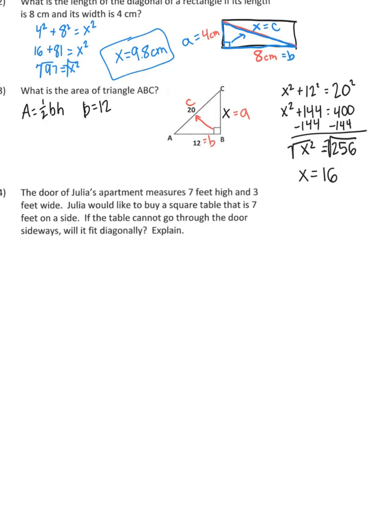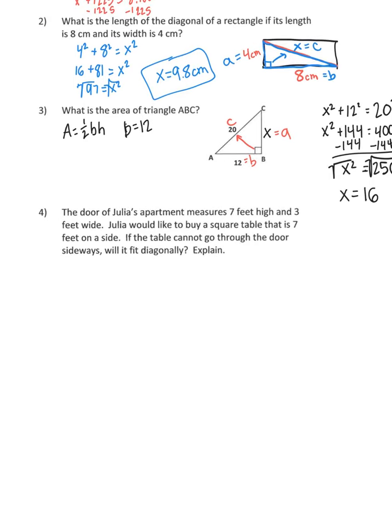So now, that's not my final answer this time. Now that I know my height is 16, I can plug it in and find my area. So I have 1/2 times 12 times 16, which gives me 96. And that is my final answer for the area of triangle ABC.